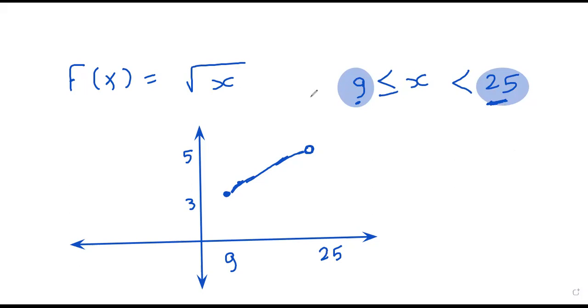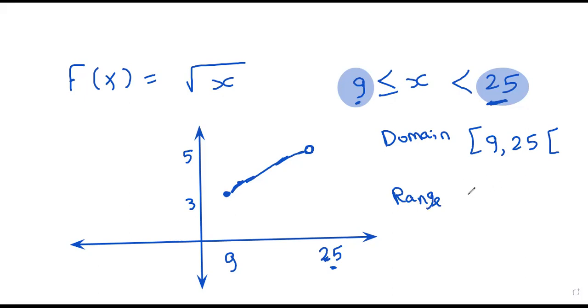So the square root of 25 is 5, but we couldn't find the square root of 25. 25 doesn't belong to the domain, but the values which are less than 25 do. And I'm asking you, what is the real number which is just less than 25? We couldn't know it. So in this case, what is the domain? The domain is 9 closed and 25 open. What about the range?